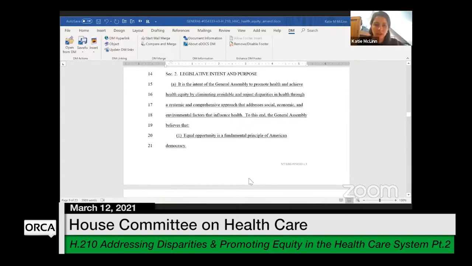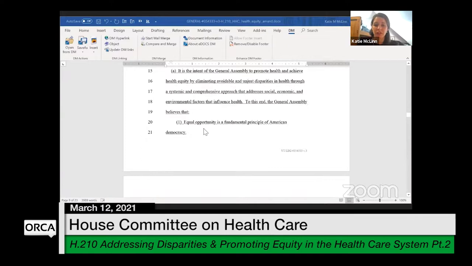Okay, so this is section two, which is divided into two parts. The first part, subsection A, is a legislative intent section, and the second part, subsection B, is a purpose section. So just to look at the language, it's the intent of the General Assembly to promote health and achieve health equity by eliminating avoidable and unjust disparities in health through a systemic and comprehensive approach that addresses social, economic, and environmental factors that influence health. To that end, the General Assembly believes that.